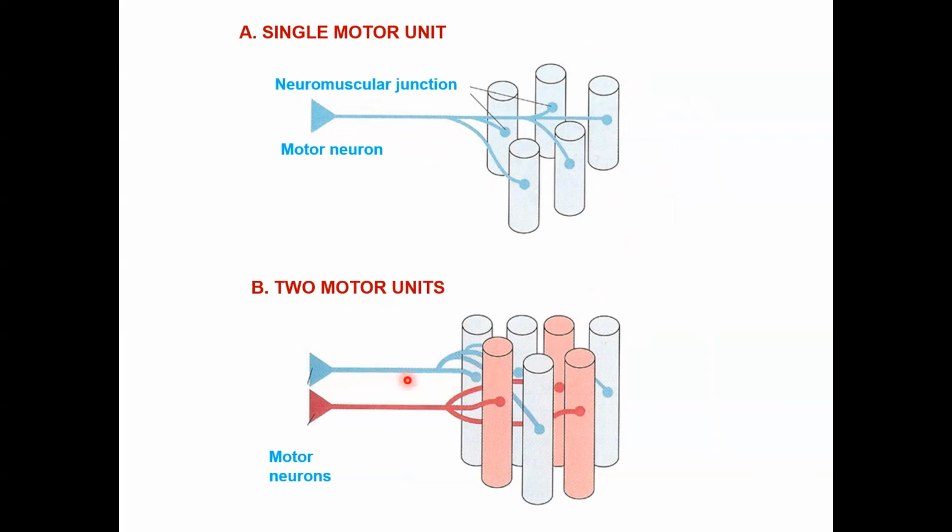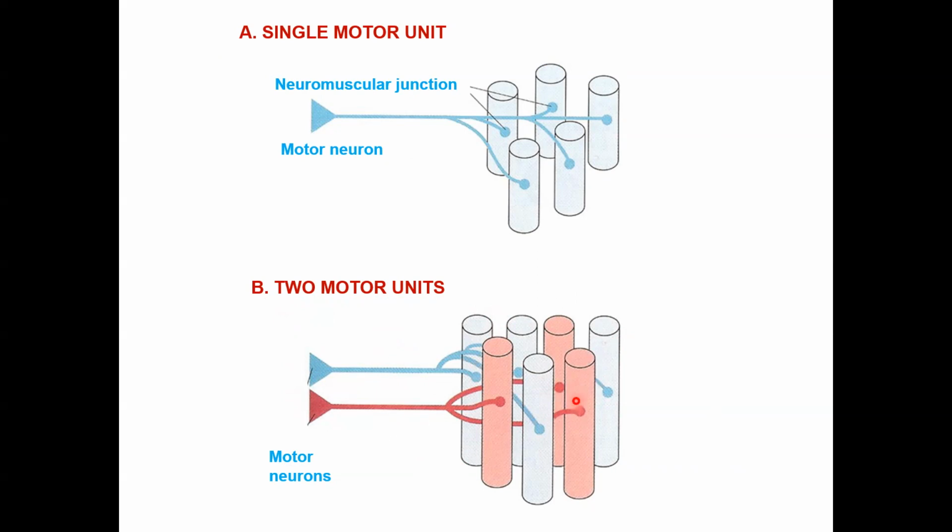And you see here, I have 2 motor units now. The blue fibers are innervated by one, and the other one innervates the red muscle fibers. If I innervate only one motor neuron, then I have 4 muscle fibers which are contracting. And if I innervate both of those at the same time, then you see 7 muscle fibers are contracting.